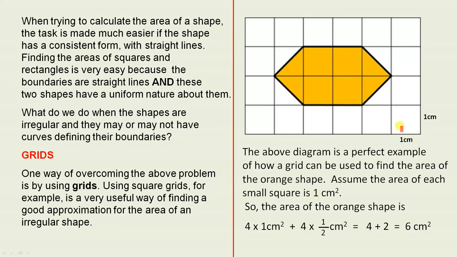So the small square, I'm meaning this one here, that's part of the grid. So that's 1 square centimetre and all the others are the same. So the area of the orange shape is 4 times 1 square centimetre, so there's 1, 2, 3, 4, plus 4 times half a square centimetre. There's a half, another half, another half, and another half. So that gives you 4 plus 2, which is 6 square centimetres. So there's an excellent example of how to use a grid to find the area of the orange shape.